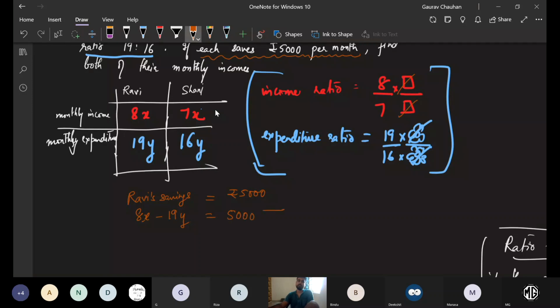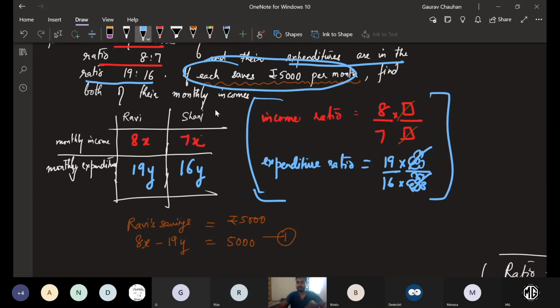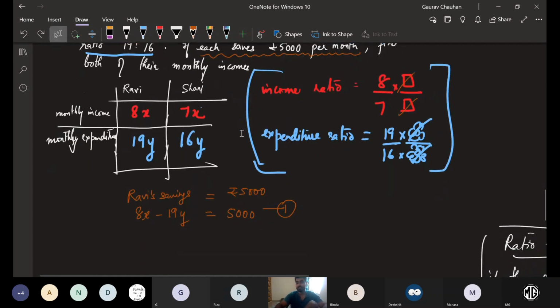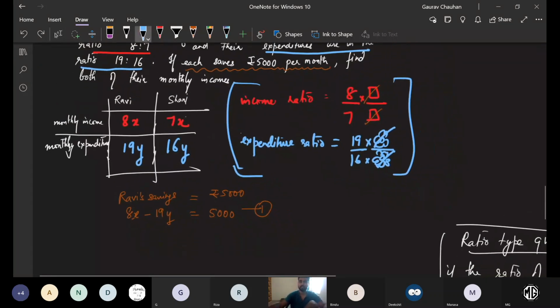Okay, this is one equation. Now see, it is very interesting. In one line only they have given two pieces of information. They have given Ravi's saving also, they have given Shani's saving also. So what will be the next statement? Each saves rupees 5,000. Continue, Riza. Sir, then we'll write Shani's savings. That is also 5,000, sir.